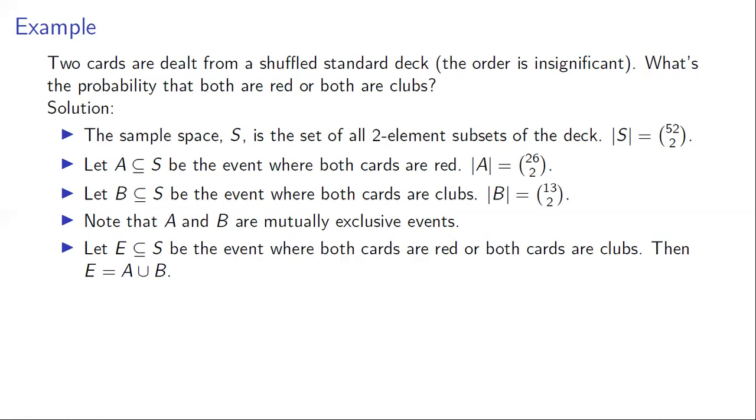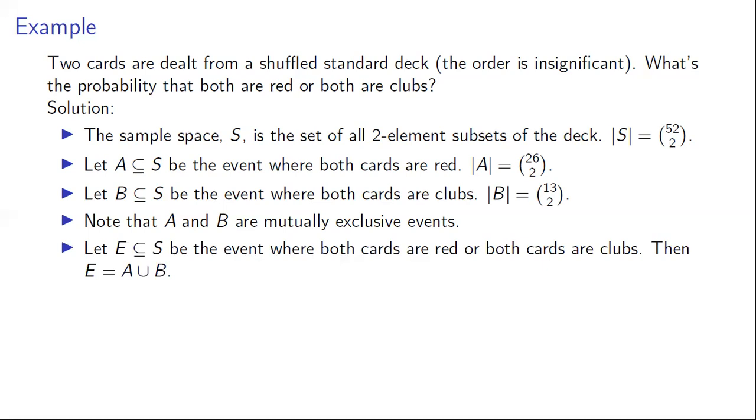Well, A union B we see is equal to E, right? The probability of E is what we actually want. E is the event where both cards are red or both cards are clubs. But it's easier to deal with when we can represent it as A union B.